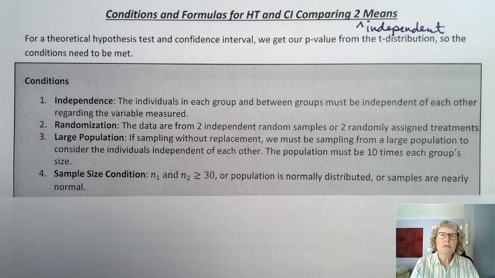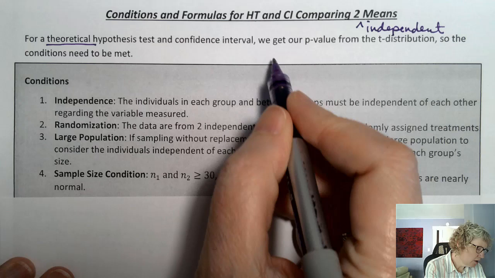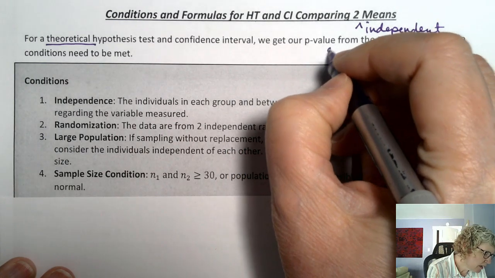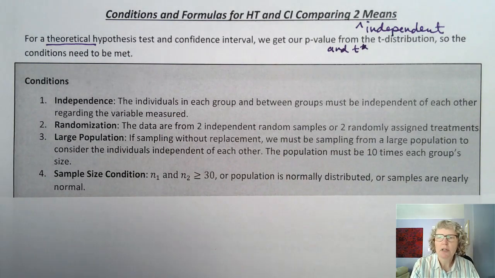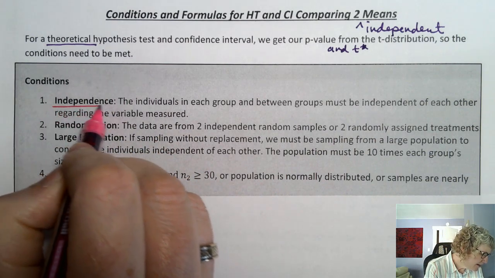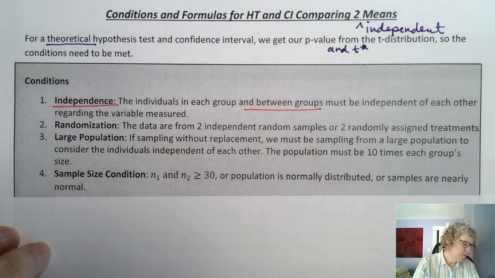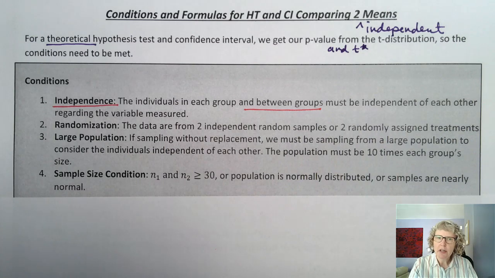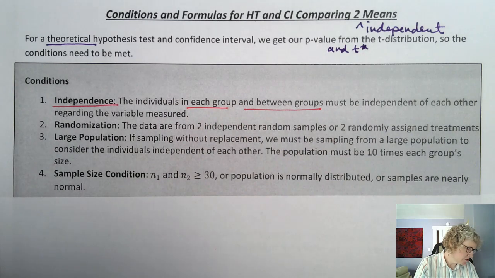Okay, so just like we've been using the t-distribution for means, for a theoretical hypothesis test and confidence interval, we get our p-value and t-star from the t-distribution. So the conditions need to be met. So what are those conditions? I think they're going to look familiar to you. Independence. The individuals in each group and between groups must be independent of each other regarding the variable measured. Okay, so I'm going to underline each group and between groups.